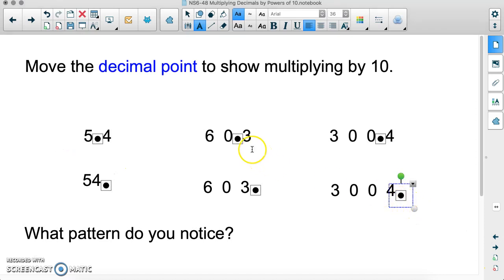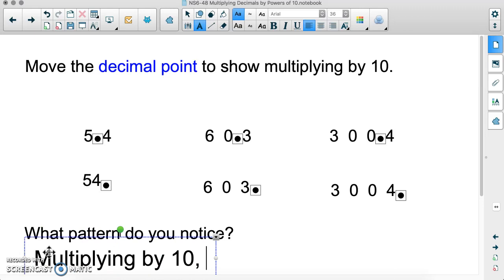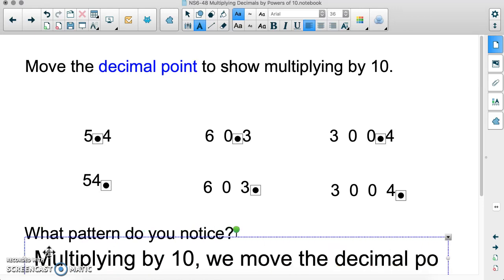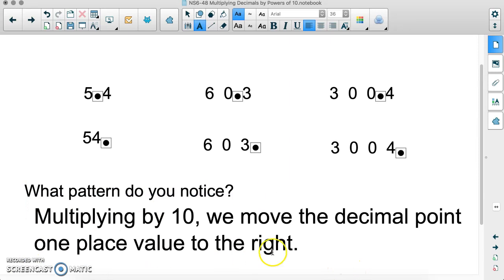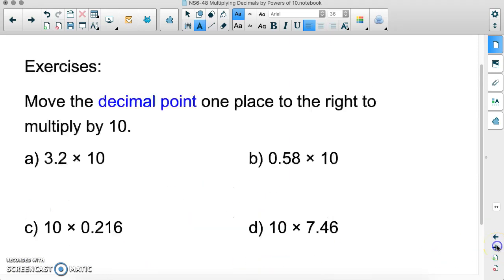Now, we're going to move the decimal point to show multiplying by 10 using these examples here. So let's look at these examples. We have 5.4, now we have 54.0. 60.3, now I have 603. 300.4, now I have 3004. So what pattern do you notice? Like I just said, if you're multiplying by 10, we move the decimal point one place value to the right, always, no matter what, okay? Really important to remember this rule. We're going to review it in just a bit.